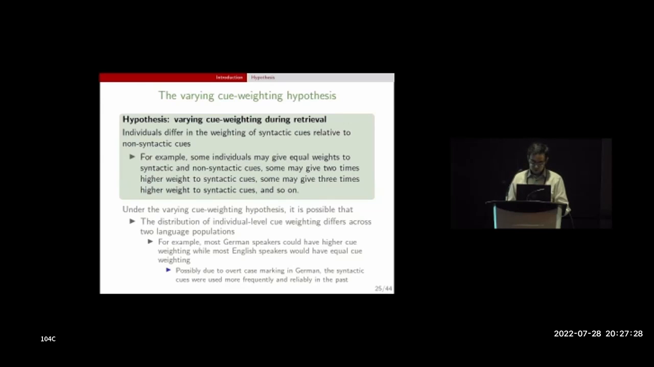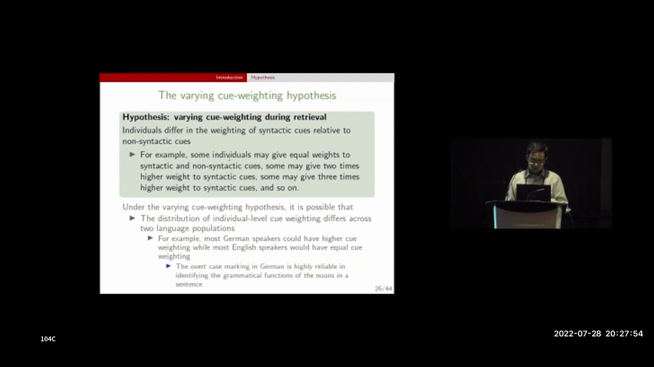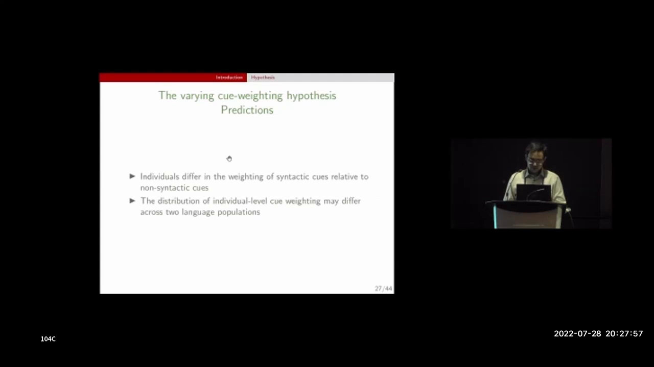So these are the possibilities under the varying Q weighting hypothesis: the distribution of individual-level Q weighting can differ across two language populations, right? So it is possible that most German speakers have higher Q weighting, while most English speakers have equal Q weighting. I'm highlighting this specific possibility because it is possible that, due to overt case marking in German, syntactic cues were used more frequently and reliably in the past. So these are the two predictions of the hypothesis: individuals differ in weighting of syntactic cues relative to non-syntactic cues, and the distribution of individual-level Q weighting may differ across two language populations.